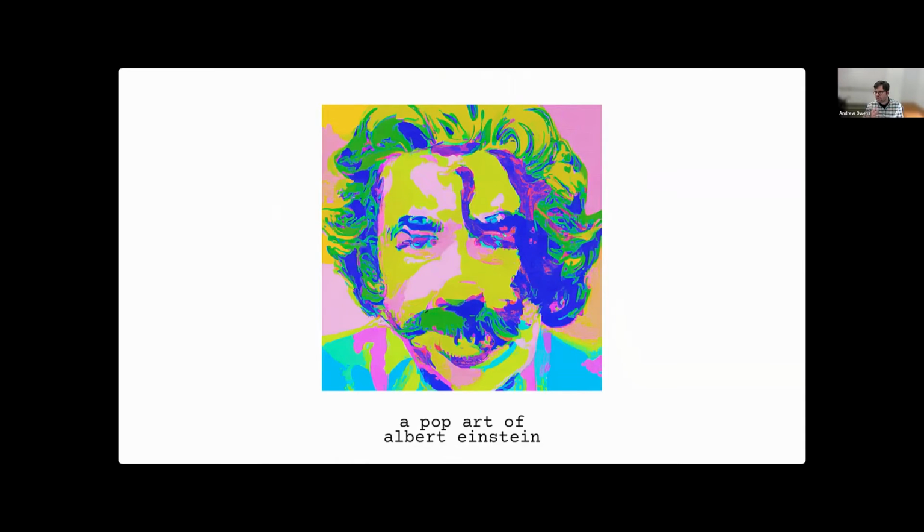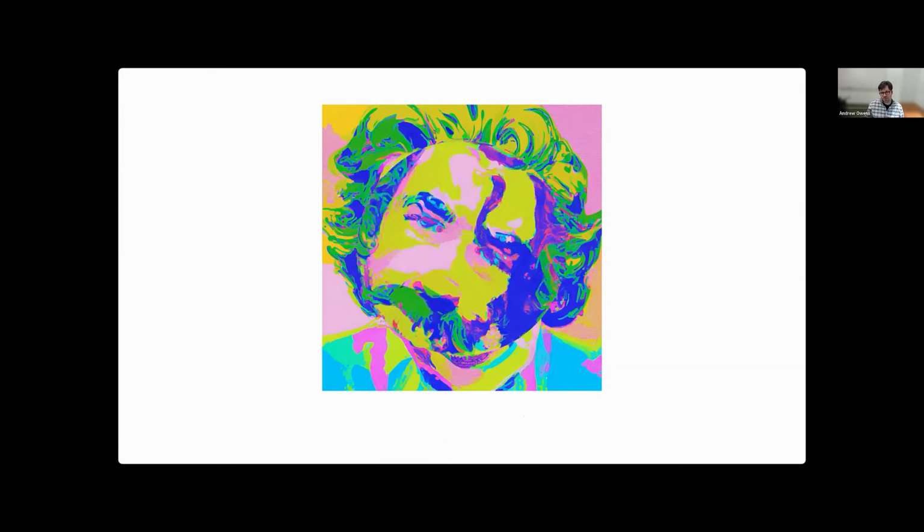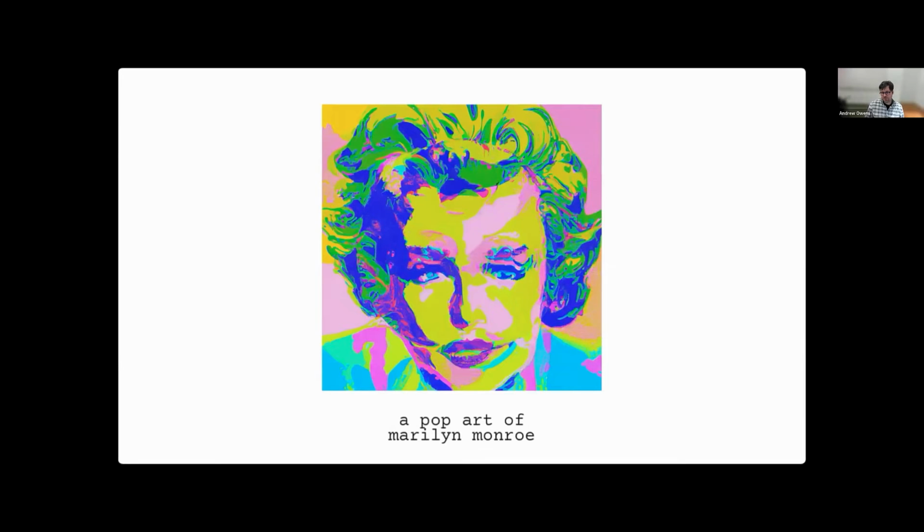And we can also try to come up with other views besides simple rotations. So what if instead we use a center rotation? We'll rotate just the center of the image, and we can make that pop art image of Albert Einstein look like a pop art image of Marilyn Monroe.